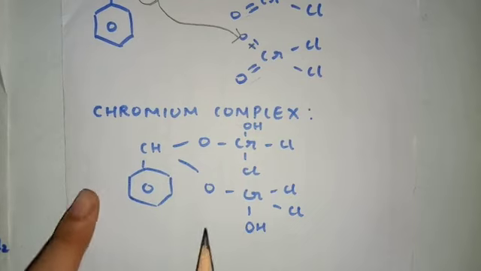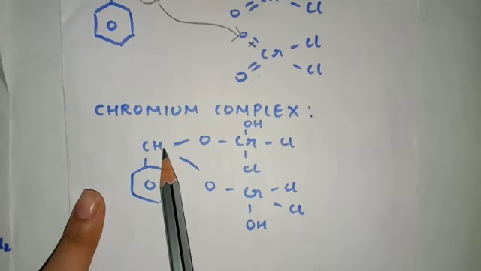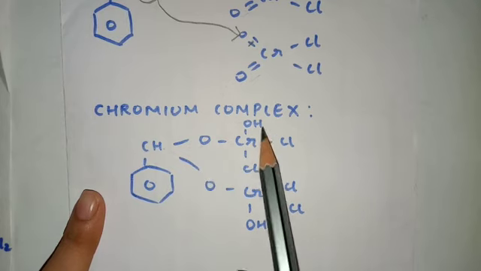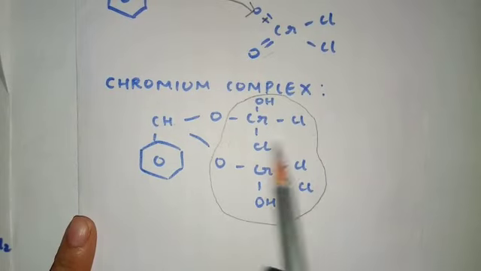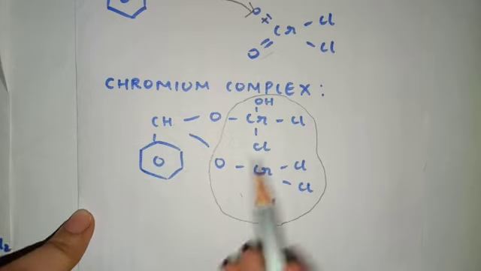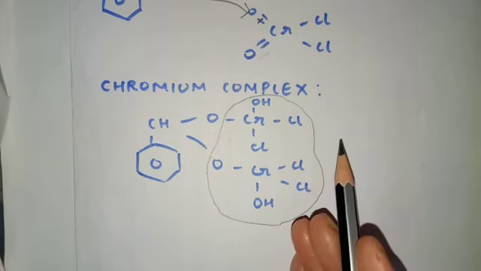Now see students, from this chromium complex, if you all want to obtain benzaldehyde, you all need CH. Okay, you all need one oxygen to form double bond O. Rest entire thing, this entire outline portion is not needed. We need to remove it so that we obtain benzaldehyde. Alright, so this entire portion will come outside, but now the question is, how is the byproduct formed?